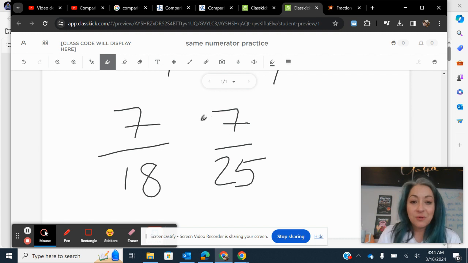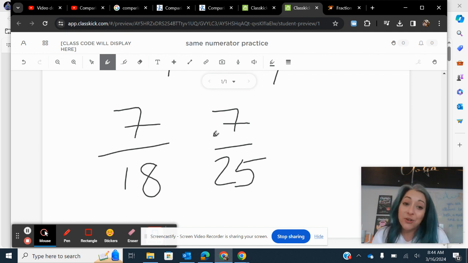The last thing I'll remind you is that if you forget the way that it goes, you can think of the alligator mouth opening towards the bigger one because it wants to eat more, or you can do this little trick.